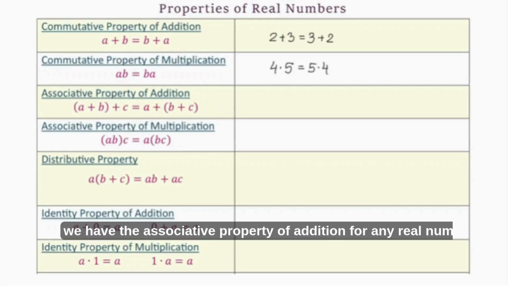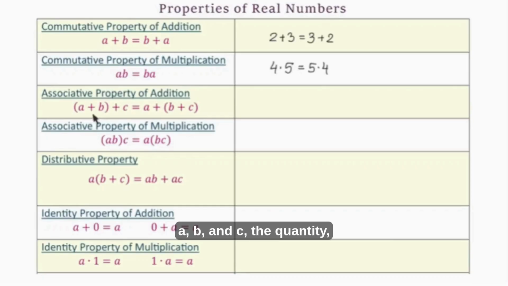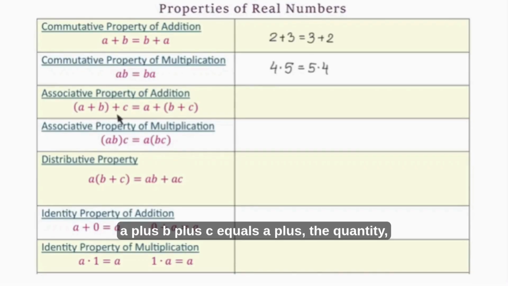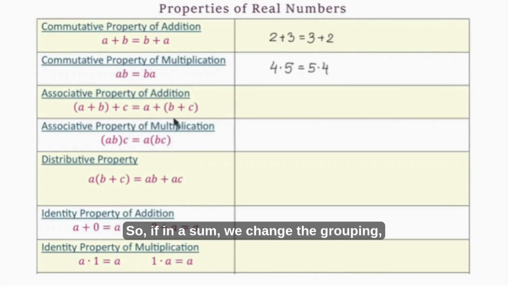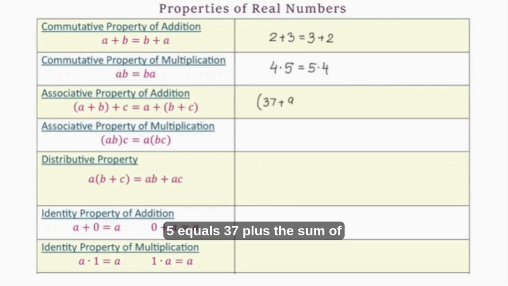Next, we have the associative property of addition. For any real numbers a, b, and c, the quantity a plus b, plus c equals a plus the quantity b plus c. So, if in a sum we change the grouping, we still get the same result. For example, the sum of 37 and 95, plus 5 equals 37 plus the sum of 95 and 5. So, we change the grouping. However, the result is the same.